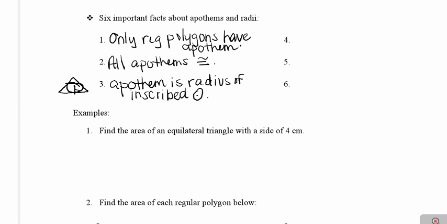The apothem is the perpendicular bisector of a side of your regular polygon. So not only does it form right angles, but it also bisects the side that it's drawn to.